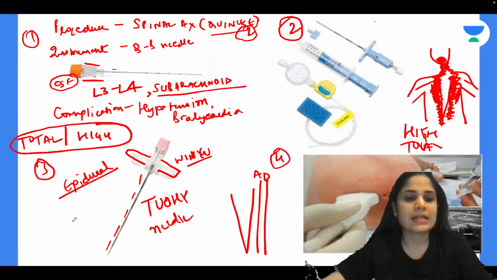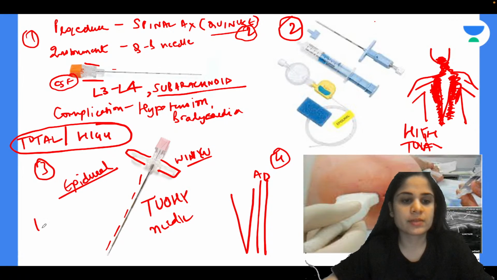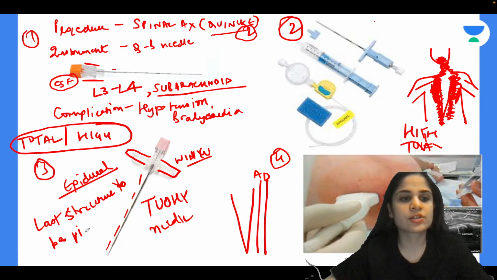Now the question they ask in the exam: to reach the epidural space, what is the last structure to be pierced? Anyone? Can you tell me the last structure to be pierced when you have to enter the epidural space? Yes, very good, Dr. Swapnil, absolutely correct. This is one of the questions that comes again and again in the exam. Ligamentum flavum is the last structure to be pierced.